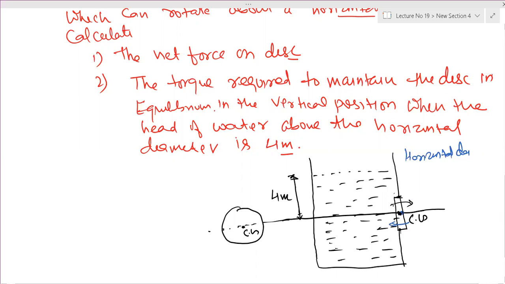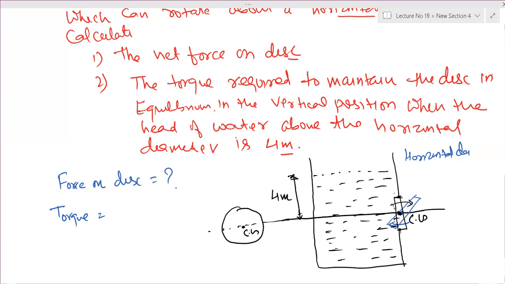So your question says, how much force will act on the disk? Then, how much torque is required to keep this disk in equilibrium? To keep this in equilibrium, because this disk will rotate like this.